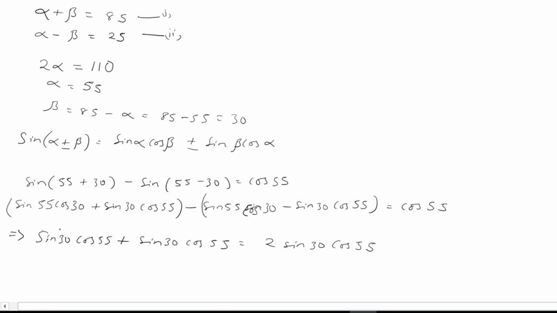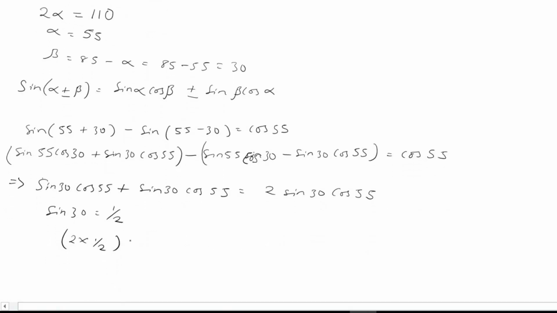But remember, sine 30 is simply 1 over 2. So if you substitute this here, it will give you 2 times 1 over 2 multiplied by cos 55. And this will give you 1, which is cos 55, and which is the same value in your right hand side. So you are done.